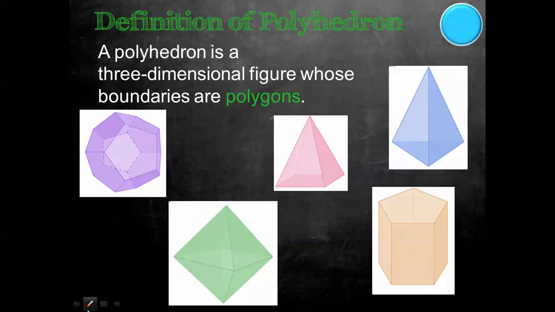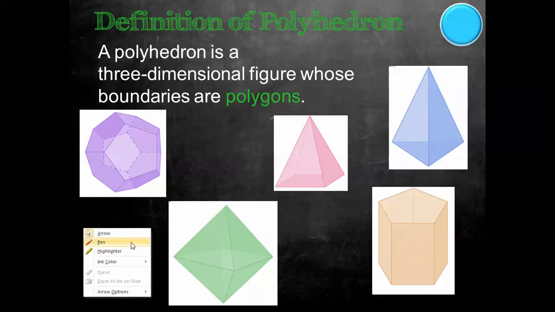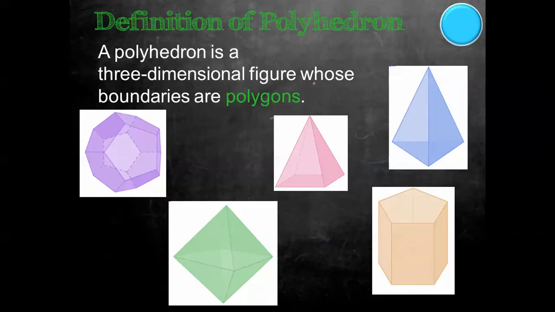Today, we're really going to discuss more about polyhedrons. We spent a lot of time in the last lessons talking about lines and planes. So we're first going to start with a definition. A polyhedron is a three-dimensional figure whose boundaries are polygons.